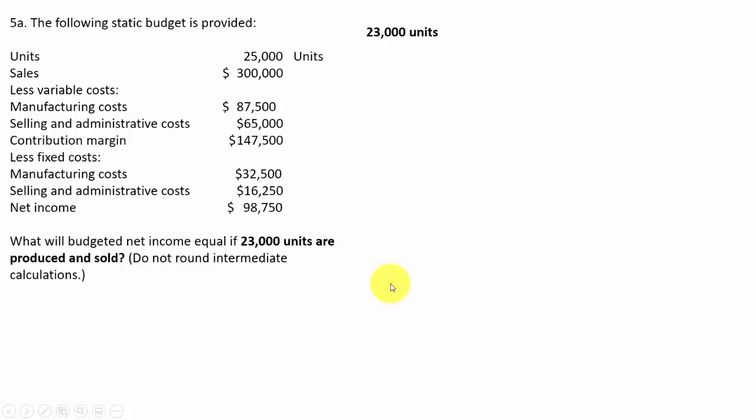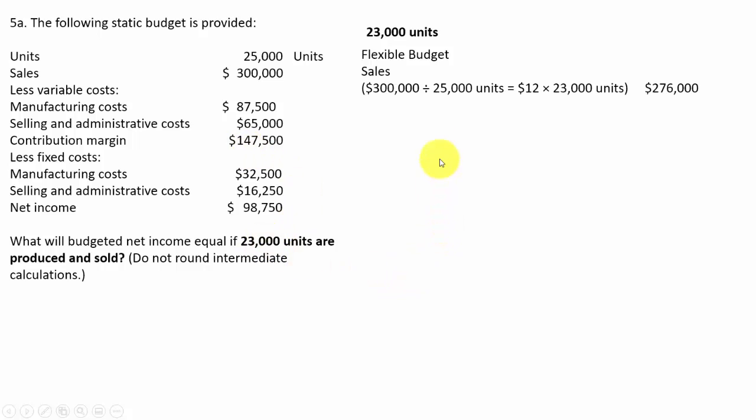Here's our 23,000 units, and we start with a flexible budget because that's what we actually produced, right? 23,000. So our sales will be 300,000, that was under the static budget, divided by 25,000 units, and this gives us a selling price per unit. That is, take the units that we had under the static budget and divide it into the total sales dollars to get a selling price per unit. That was $12, and multiply it times the new actual units that we actually sold and produced, which were 23,000. This gives us sales of 276,000.